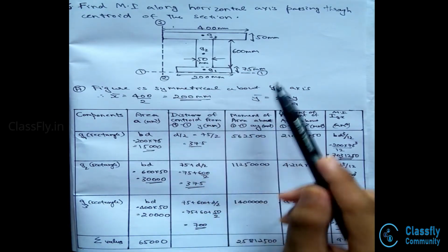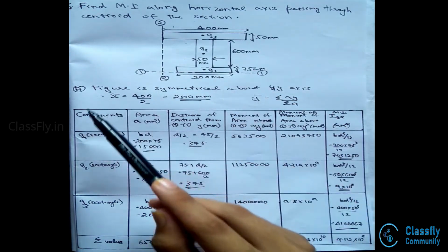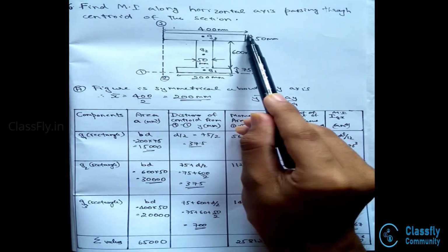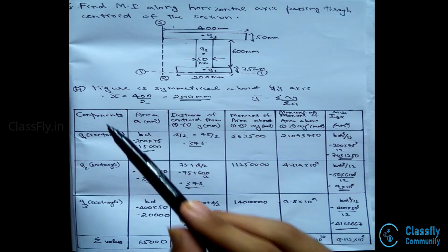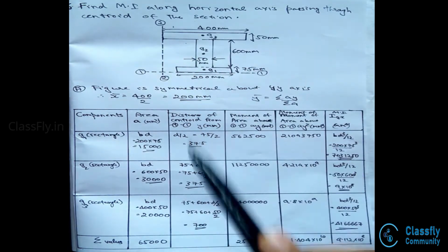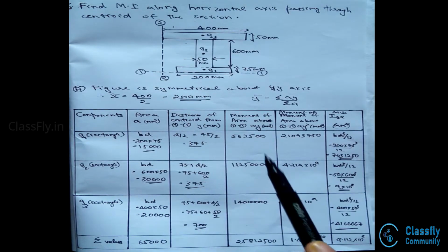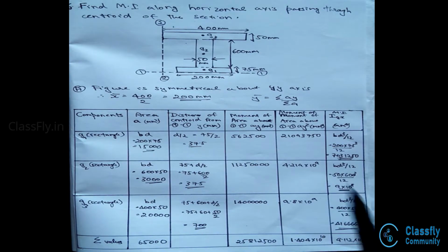Now, we observe that the figure is symmetrical about the y-y axis. Hence, x bar can be simply given as 400 divided by 2, that is 200 mm. Now, they have asked us to find the MI of the horizontal axis. Hence, here we have to take only the axis 1-1 for consideration. Now, let us draw the table.